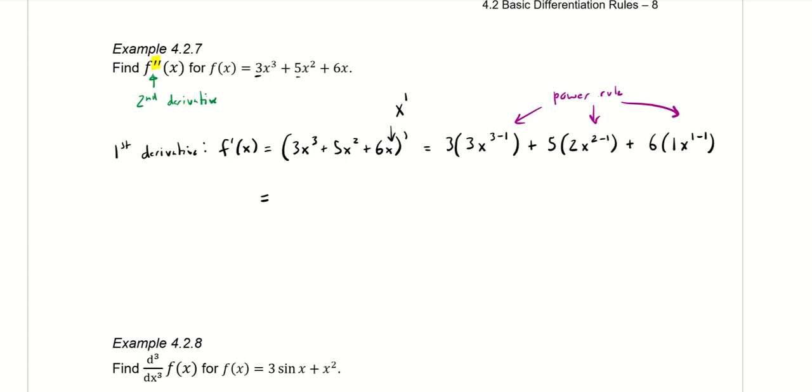And what we get is 9 times x squared, plus 10 times x, plus 6 times 1 times x to the 0. x to the 0 is 1, so we just have plus 6. And again, the shortcut is remembering 6, a constant times x, its derivative is just the constant, so the derivative of 6 times x is 6. So this is our first derivative.